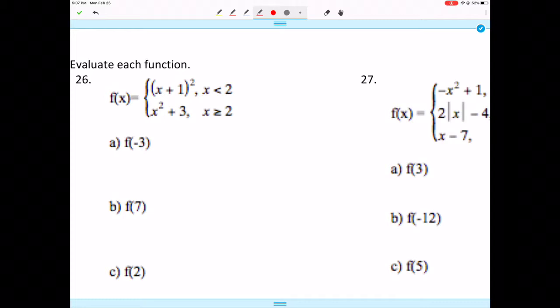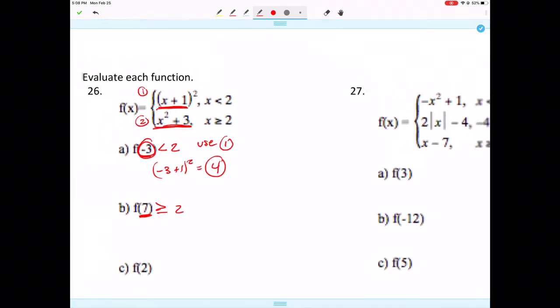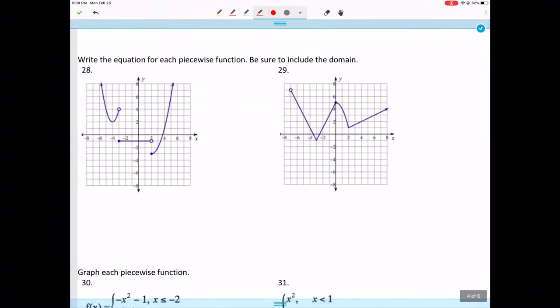Okay, these ones, evaluate each function at a certain location. So for f of -3, we would want to find out, is -3 going to work for this equation or this equation? For this one, since -3 is less than 2, we would use the first one. So we'd get -3 plus 1 squared, which ends up giving us 4. All right, and so forth. So this one will be greater than or equal to 2, so we'd want to use the other equation. Okay, so those should be pretty good.